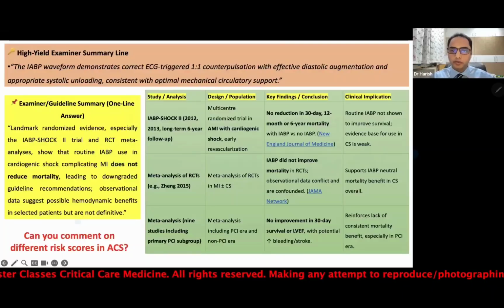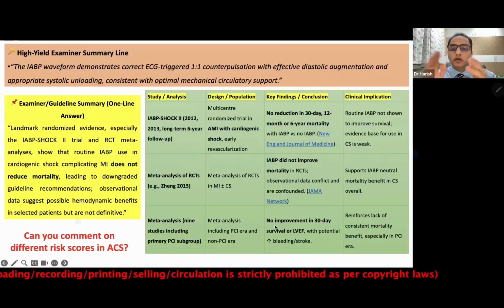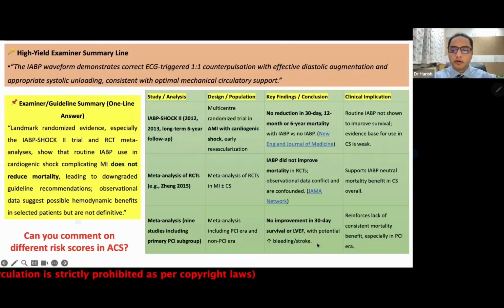Meta-analysis 2015: in MI, with or without cardiogenic shock, IABP did not improve mortality. Again, one more meta-analysis with 9 major studies included, again no improvement in 30-day survival in cardiogenic shock or in patients with low left ventricular ejection fraction.